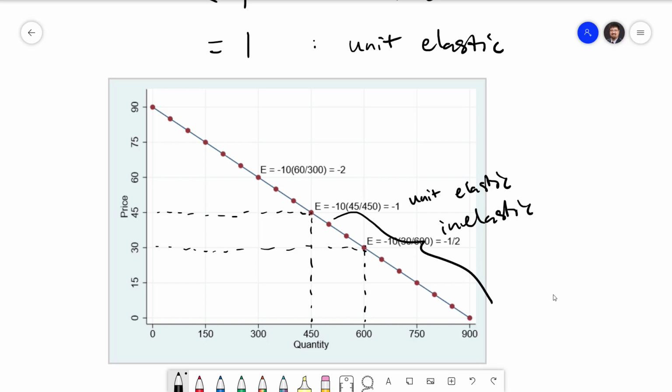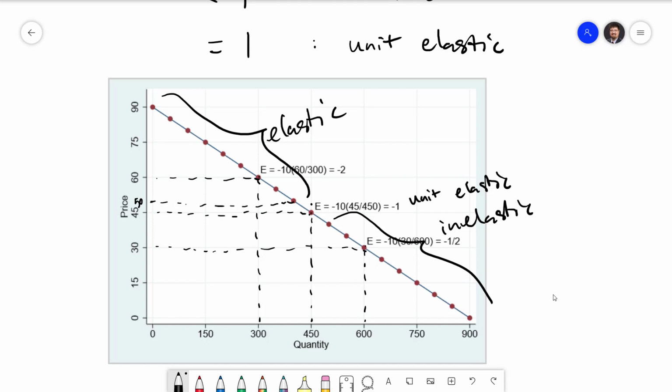When the price is above 45 and the quantity is below 450, we have points like this one right here with elasticity bigger than 1, or elastic demand. The point that we looked at just a minute ago was right here at 50, and you can see that is on the elastic side of the demand curve, which is exactly what we showed.